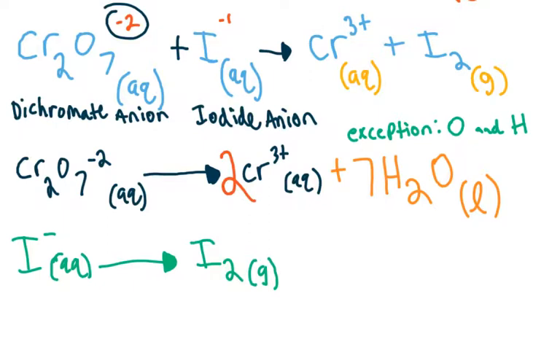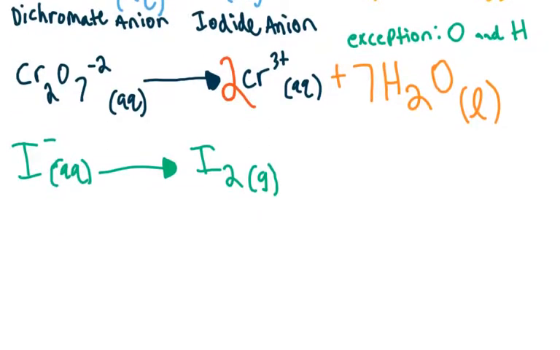Well, let's scroll down and rewrite it. So again, let's write our half reaction that we're trying to balance right now: dichromate with the -2 charge in its aqueous state. So we just said that we have 14 hydrogen atoms here, but 0 here on the reactant side. Remember this key phrase: exception, O and H.